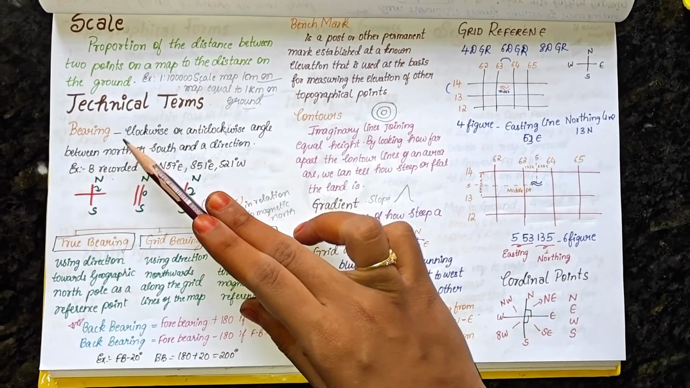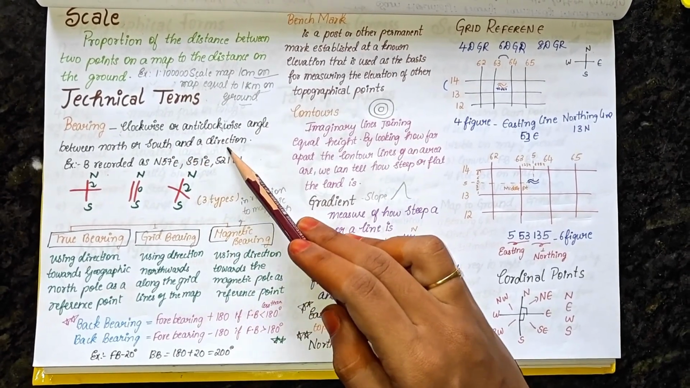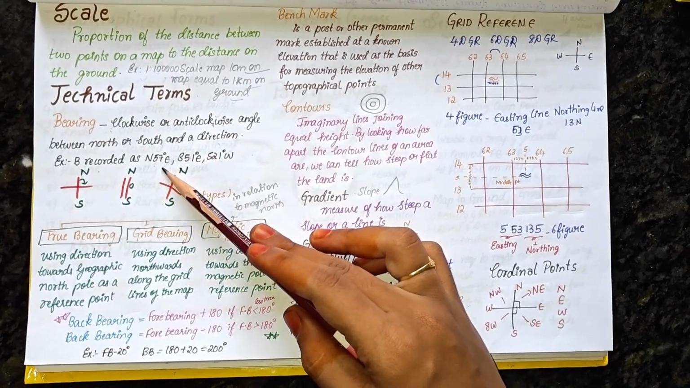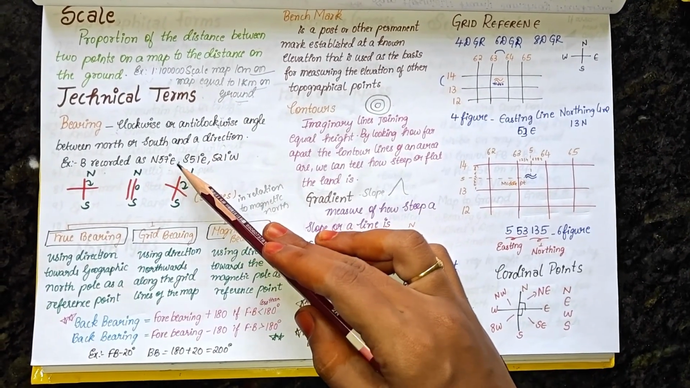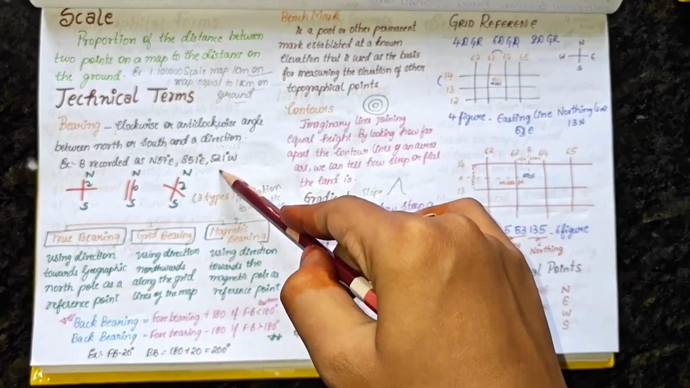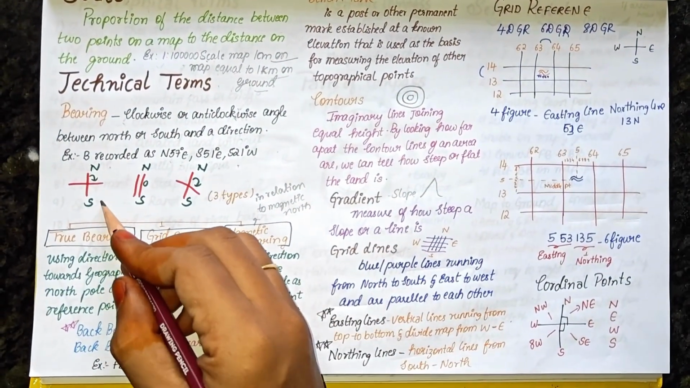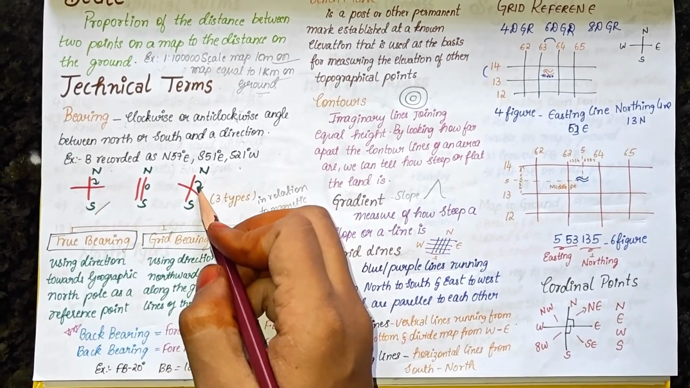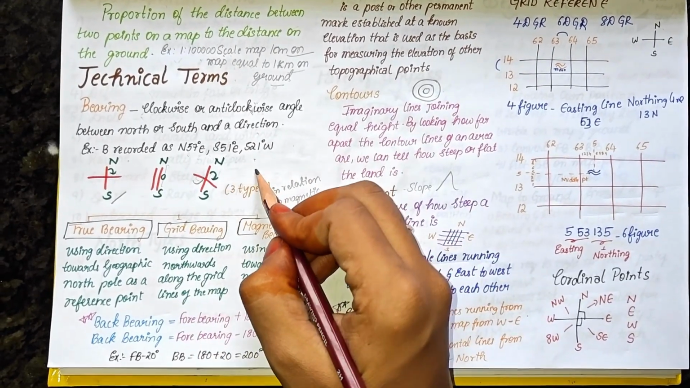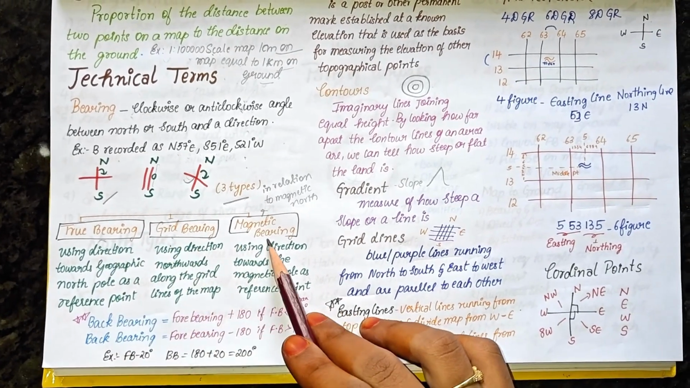So what is a bearing? A bearing is a clockwise or anti-clockwise angle between north or south and a direction. So the bearing is recorded as north, for example north 57 degrees east and south 51 degrees east and 521 degrees west. So here we know the clockwise or anti-clockwise angle. This is 0. This is known as bearing. There are 3 types of bearings. That is true bearing, grid bearing and magnetic bearing.